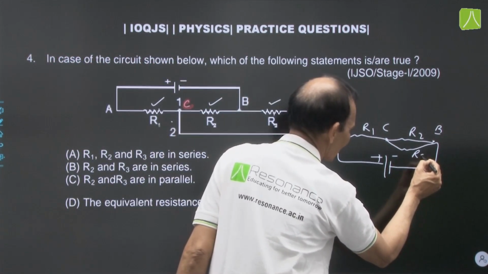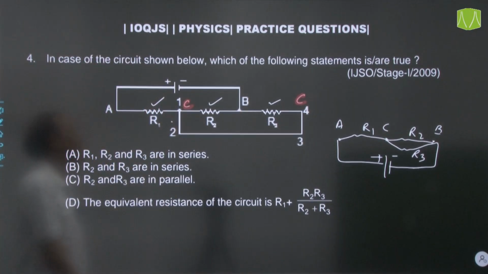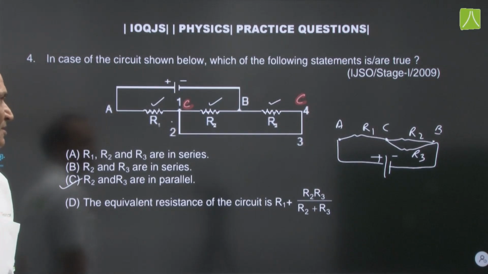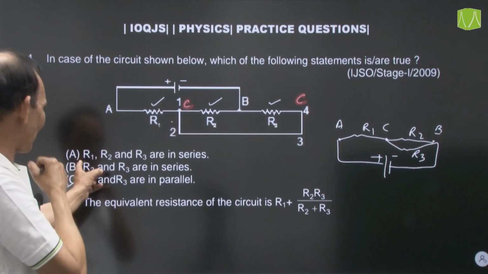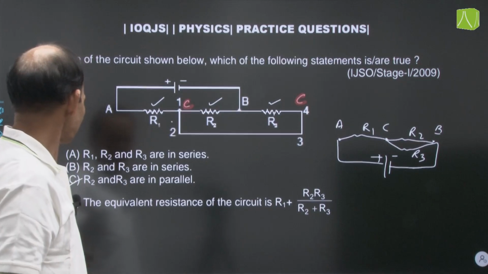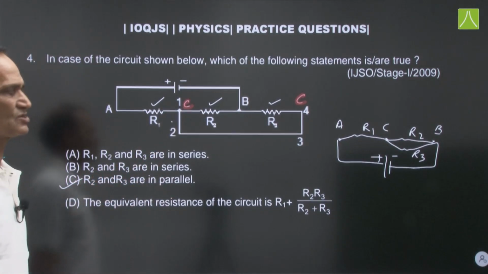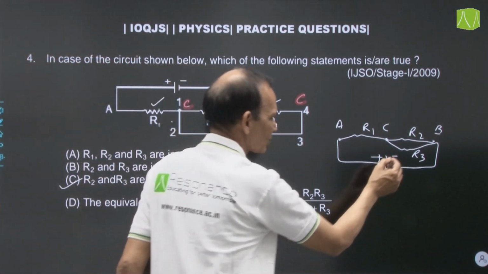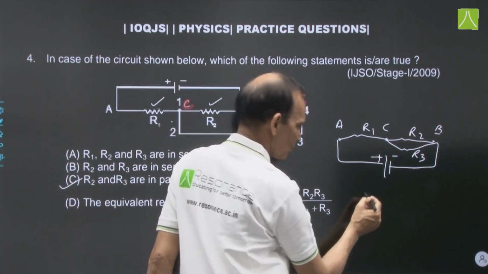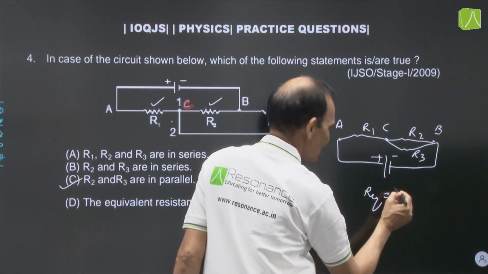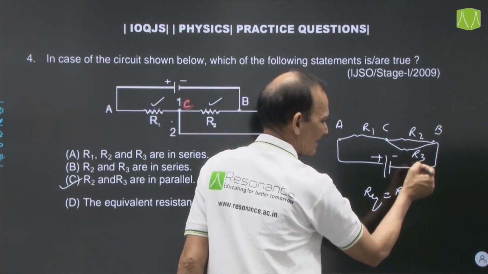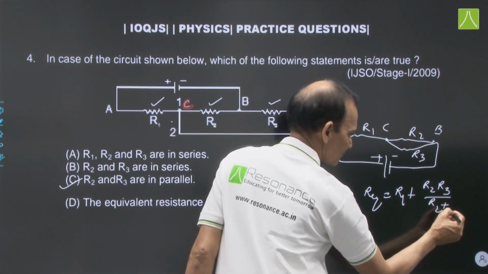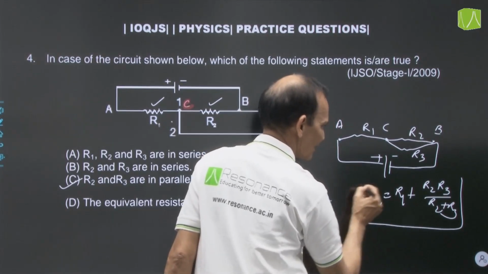R2 and R3, they are in parallel. So this is correct. R1, R2, R3 are in series, it is wrong. R2, R3 are in series, it is also wrong. R2 and R3 are in parallel. Now think about the equivalent resistance. What is the equivalent resistance? This one, R2 and R3. So R equivalent will be R1 plus, think about this, R2 R3 divided by R2 plus R3. This is the equivalent resistance.